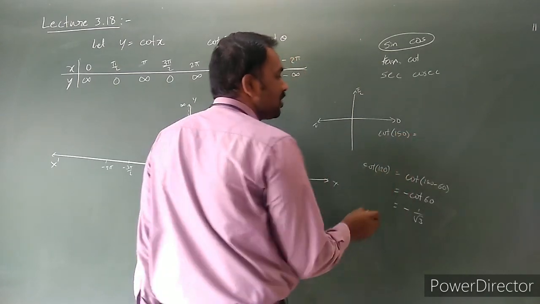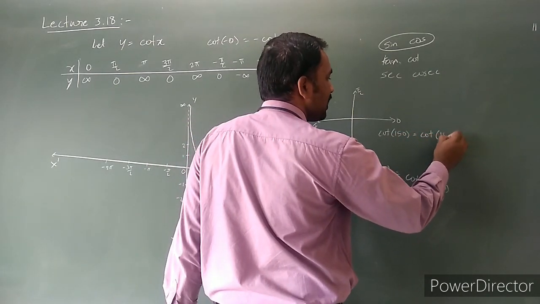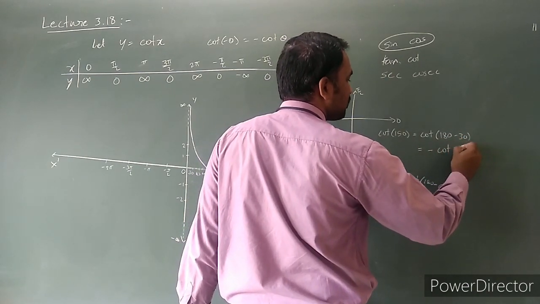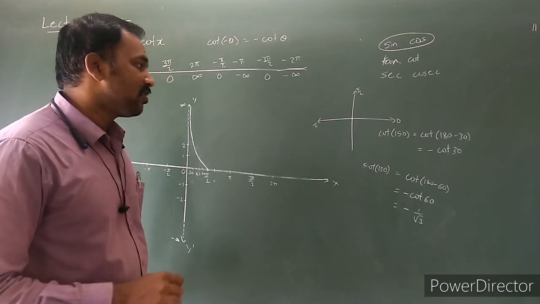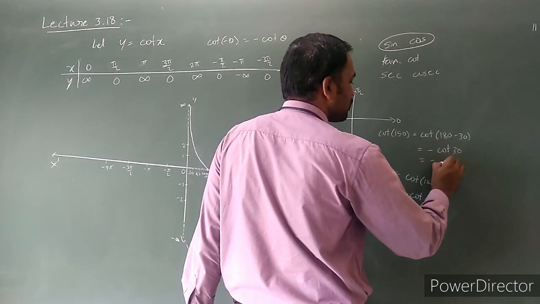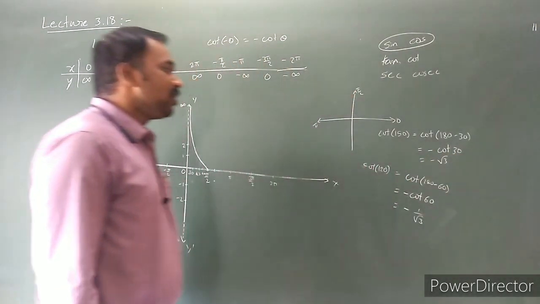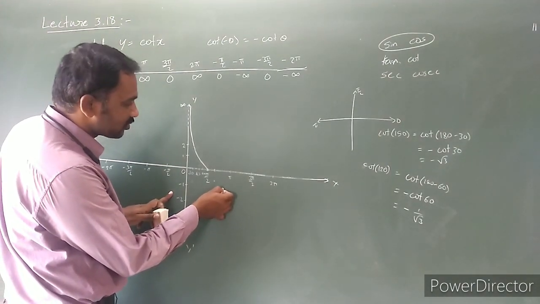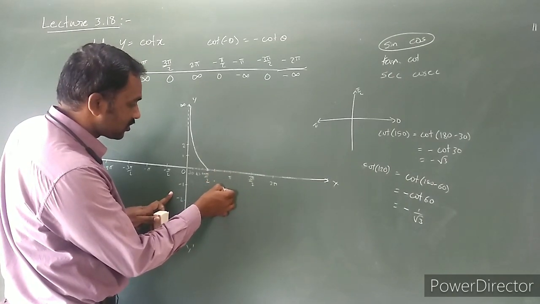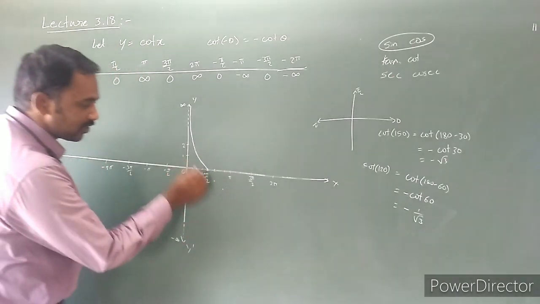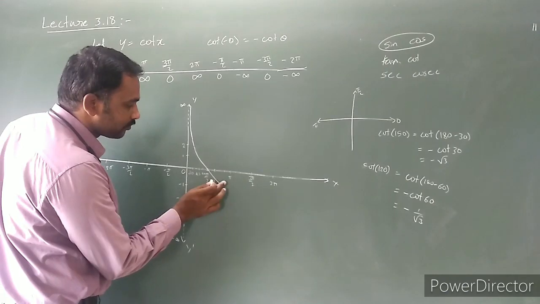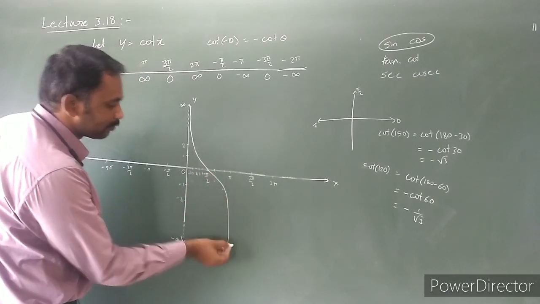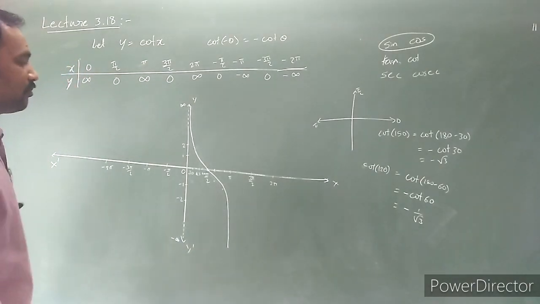Similarly, just take the cot of 150. What is the cot of 150? Cot of 180 minus 30 degrees. In the second quadrant cot is negative, so cot of 30 with a negative sign. So minus cot 30, and cot 30 is nothing but root 3. Minus root 3, which is more than minus 1, is the cot of 150. So here is a point. Like that, it continues. This is the graph of the cot function.